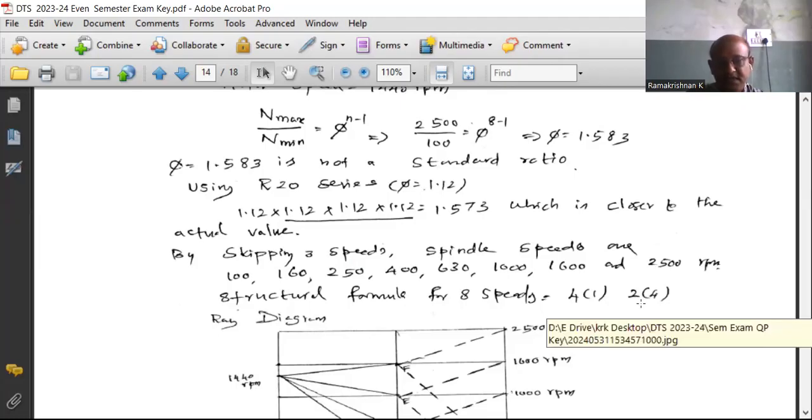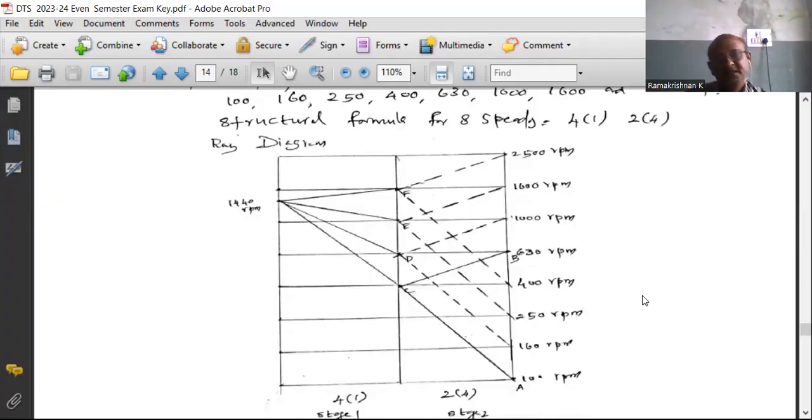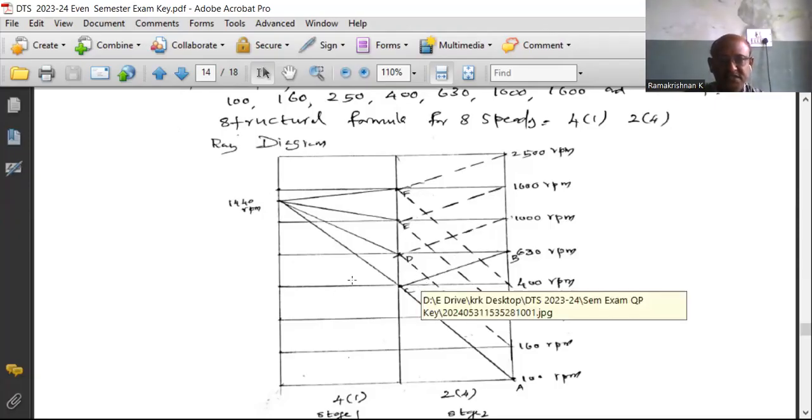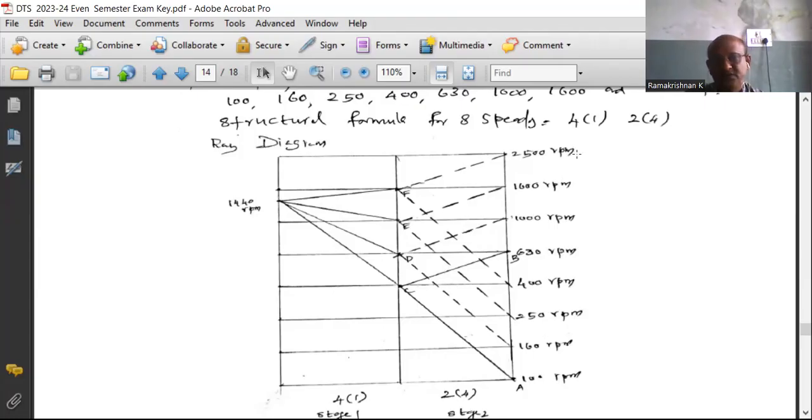Now let's move on to the speed diagram or ray diagram. Here the 8 speeds are split into 2 stages. For the 2 stages, you can draw 3 vertical lines so that we have the first stage and the second stage. Now let us start with the second stage. We have found the 8 output speeds from the standard R20 series. Now you start with the minimum speed 100, 160, and close with the end, 2500 RPM.